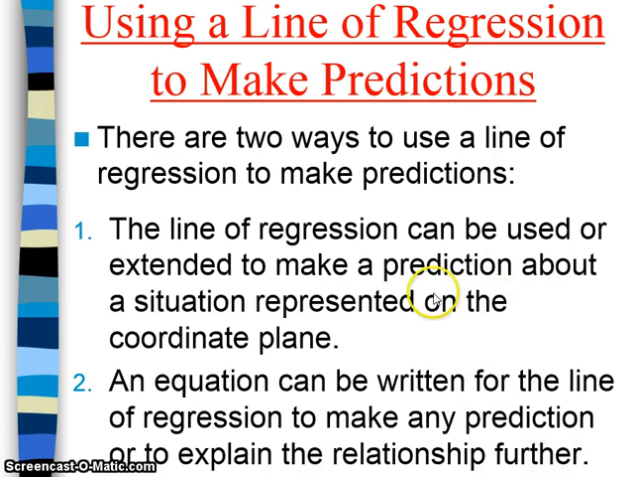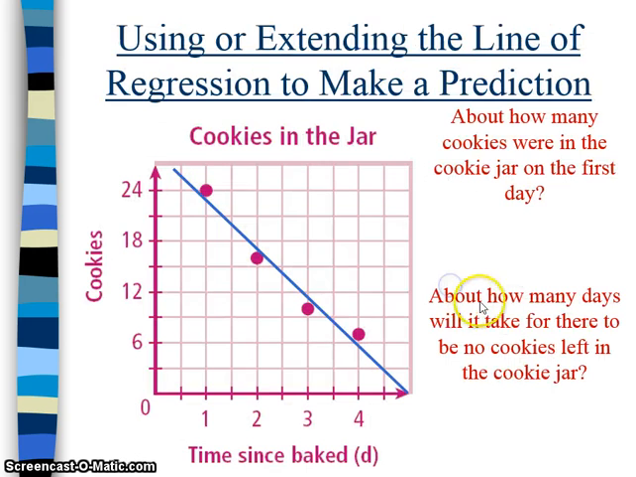The difference between these two strategies is the first one is a visual strategy. You must be able to see the prediction that you're looking for on the coordinate plane. The equation option is an algebraic situation, and you can make predictions about any situation. Now we're going to focus on the first one to start. So here is the same coordinate plane with a scatter plot and the line of regression that we drew earlier.